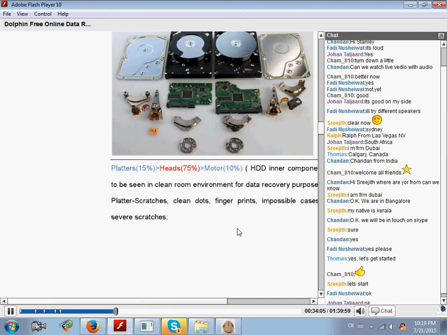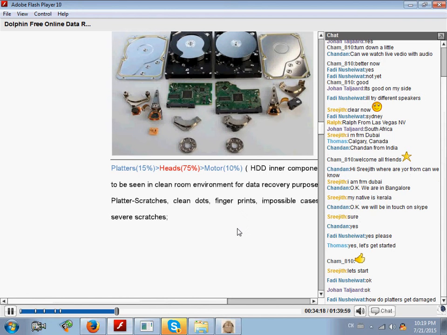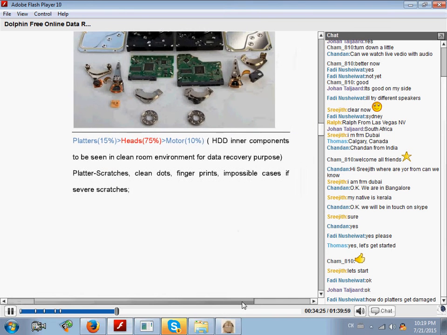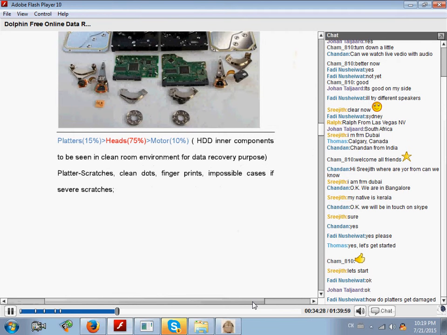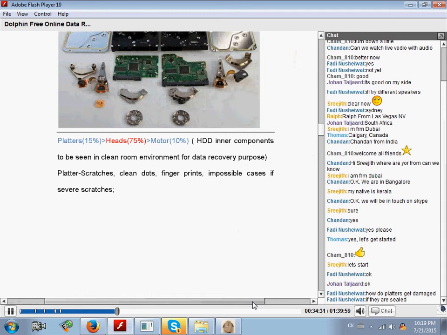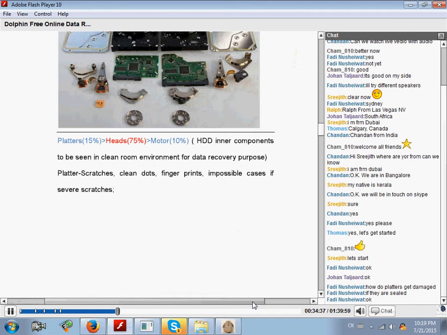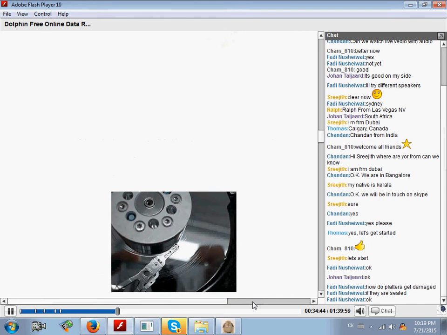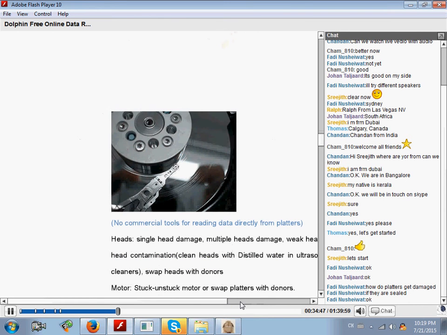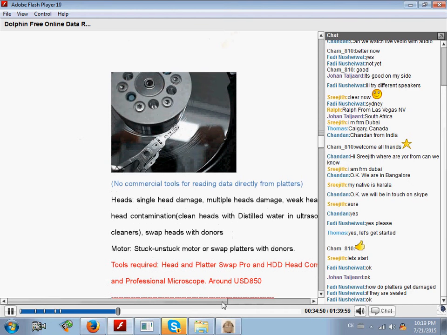If there are severe scratches on the platters, then we say these cases are really, really dead cases. So we will talk about this one later, about how they get damaged. So this is the first very important inner component of the hard drives, the platter. So you can see here are the very obvious scratches.